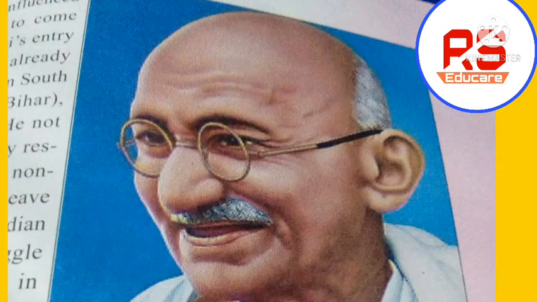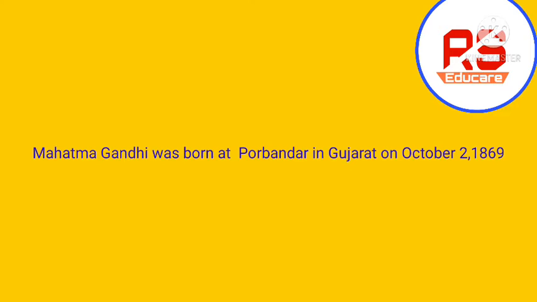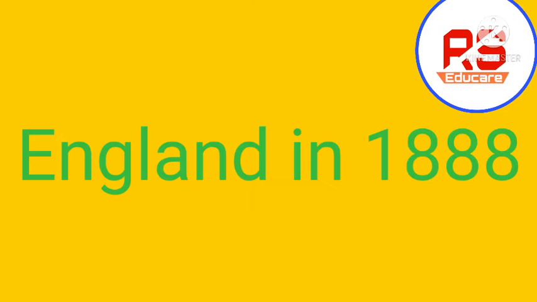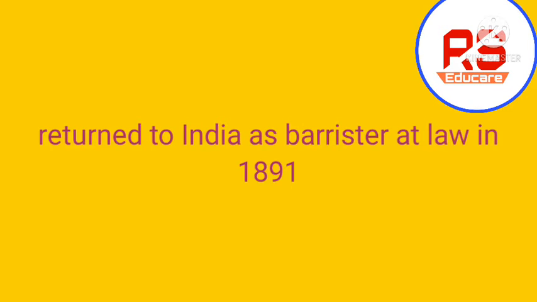So everybody knows M.K. Gandhi, Mohandas Karamchand Gandhi. He was born in Gujarat at Porbandar, a small village, on October 2, 1869, in a well-to-do family. After that he proceeded to England in 1888 to study law and returned to India as a barrister-at-law in 1891.